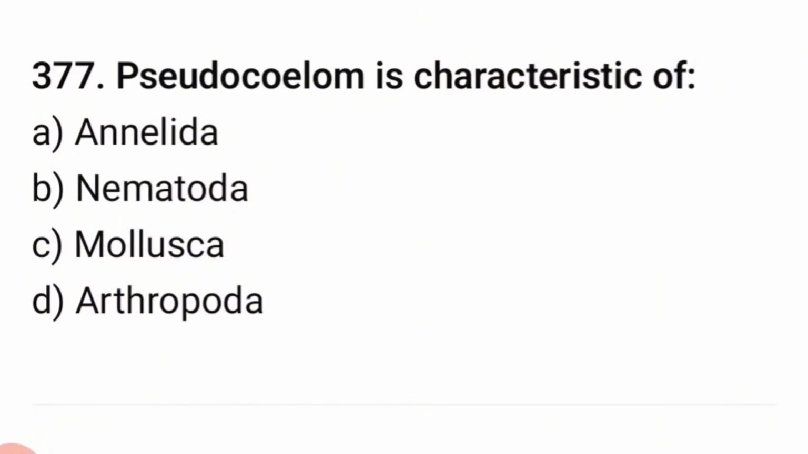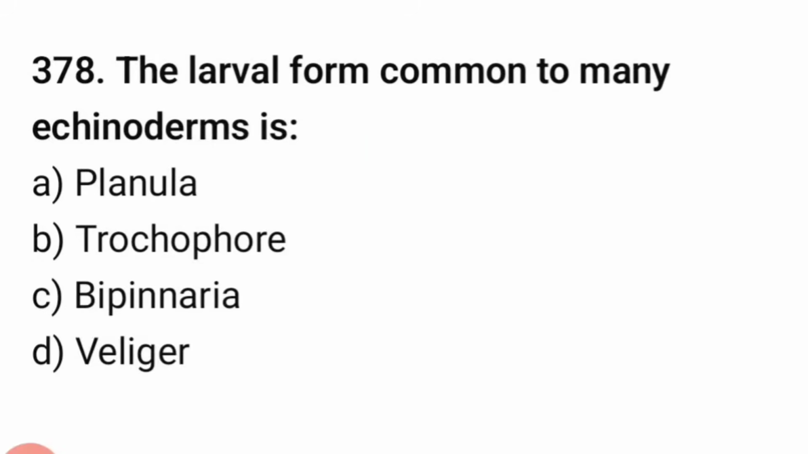Question 377. Pseudocoelom is characteristic of. Right answer is option B. Nematoda. Question 378. The larval form common to many echinoderms is. Right answer is option C. Bipinnaria larva.